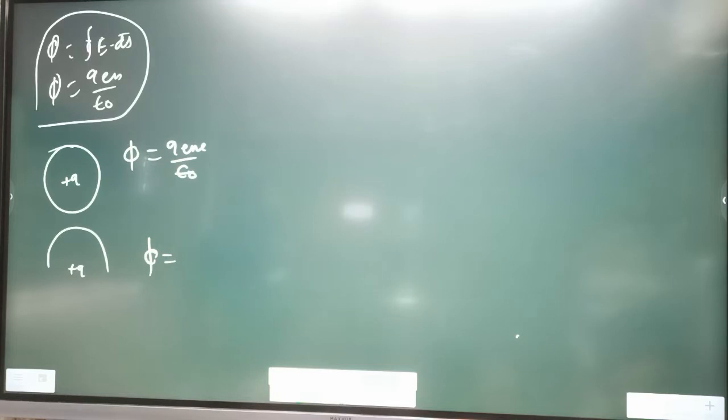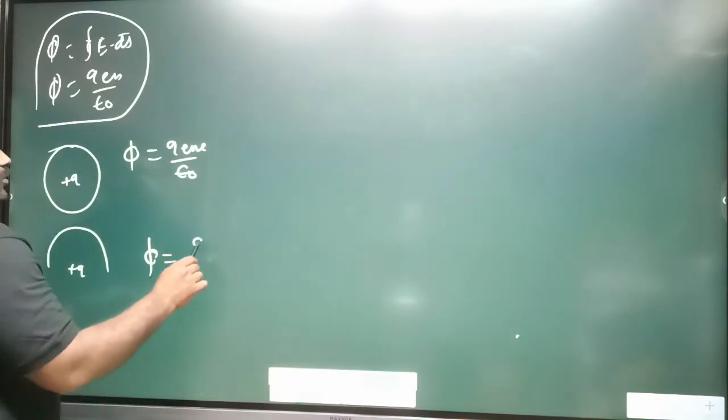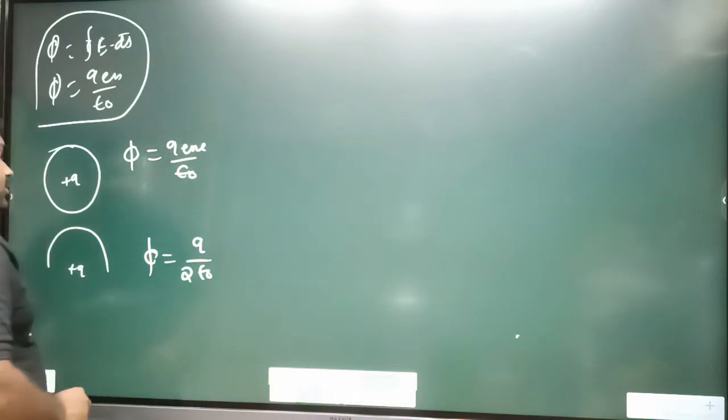Okay. Now here this one is a half part. And how much flux is passing through this one? Q by 2 epsilon naught. Yes, sir. Okay. A complete part is 100%. This one is a half part, then q by 2 epsilon naught. Q by 2 epsilon naught.